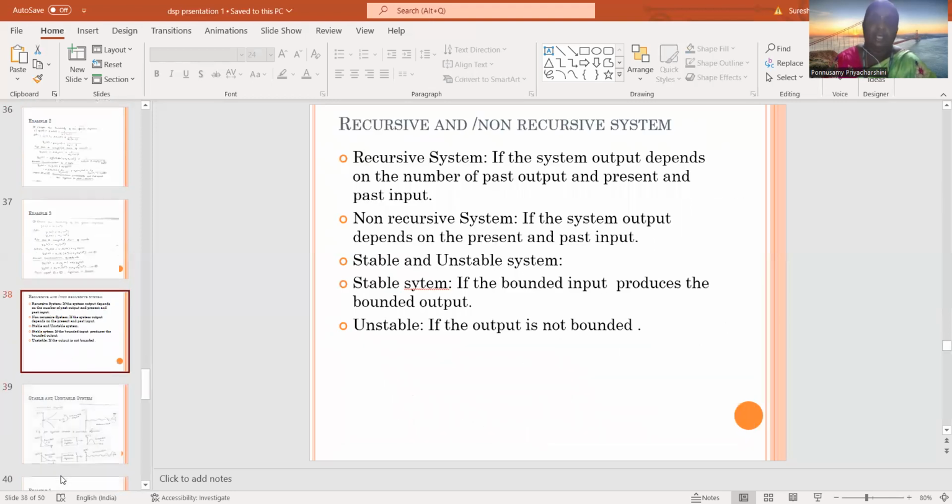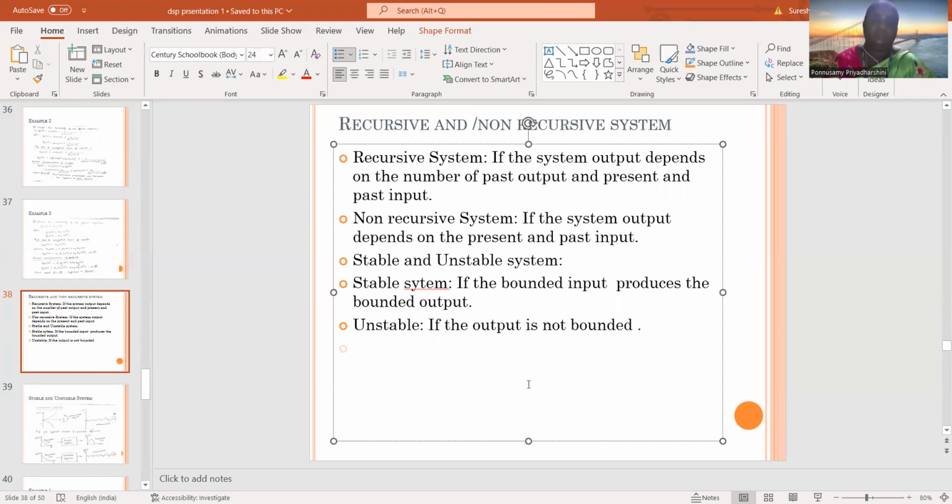The last is the recursive and non-recursive system. A recursive system is one where the system output depends on the past outputs and the present and past inputs. A non-recursive system is one where the output depends on the present and past inputs alone. What is a stable and unstable system? Generally, a stable system is one where a bounded input produces a bounded output. An unstable system is one where the output is not bounded. Okay. Thank you.